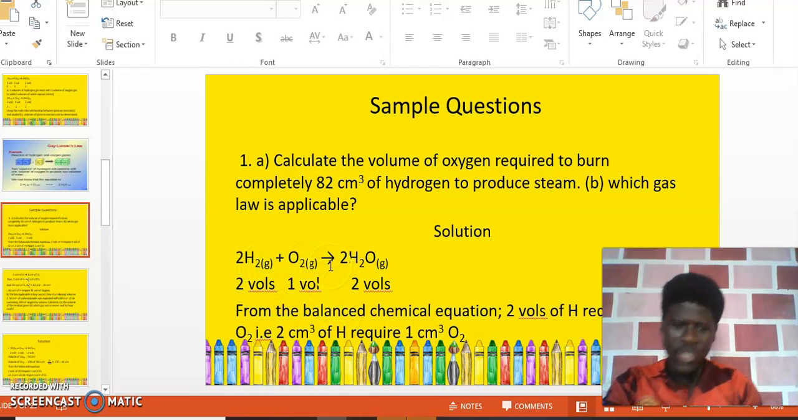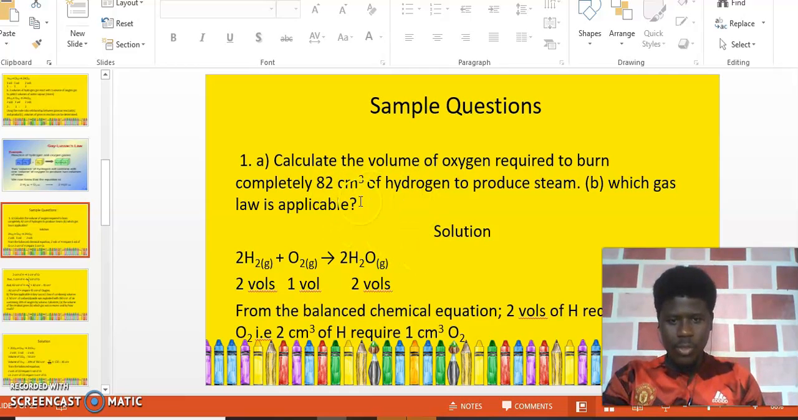So when you have a question like this, you focus on the two reagents, reactants or products that have been compared. In this case, we are comparing oxygen with hydrogen. So what volume of oxygen is required? Just focus on oxygen and hydrogen. Steam is mentioned, but we're not looking at what is produced or required.